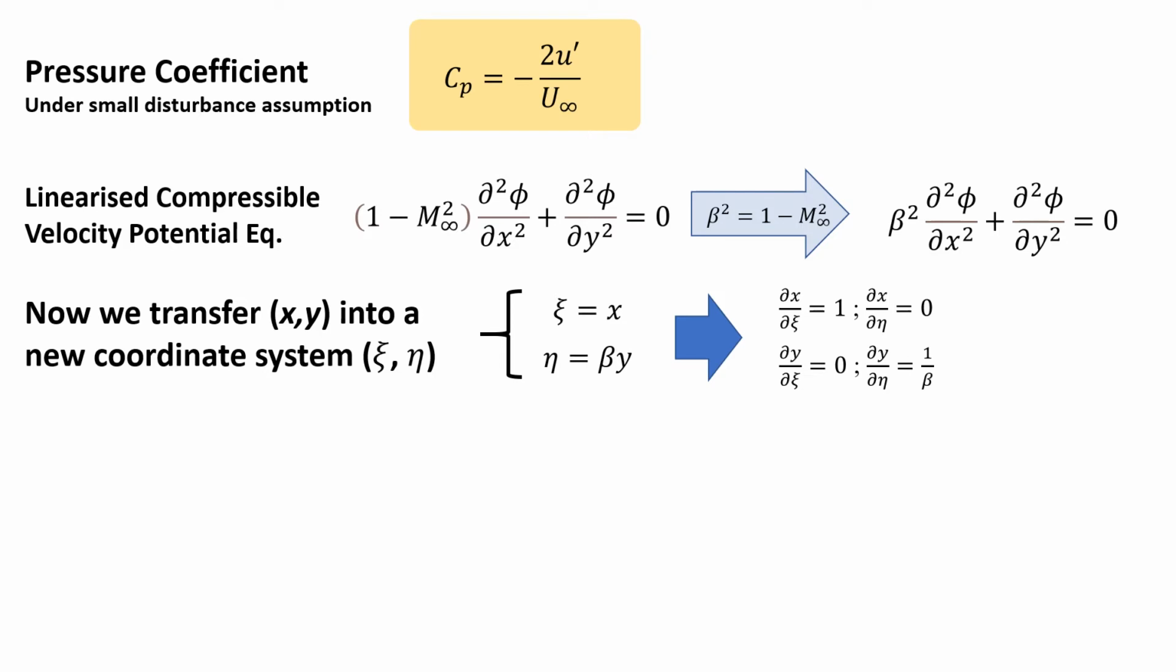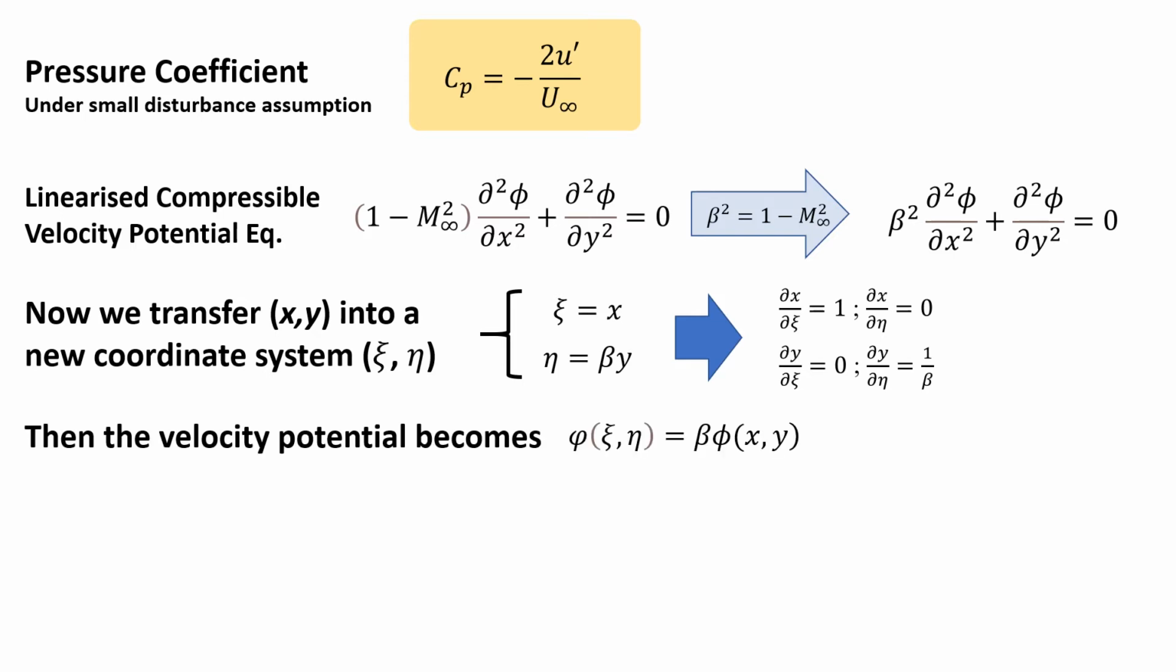If we see 0, for example, partial x, partial eta equals 0, it means x is perpendicular to eta. So they are not related. And also we have another 0, which is partial y, partial xi. And this means xi and eta are perpendicular to each other. So these are very important relations between the coordinate systems.